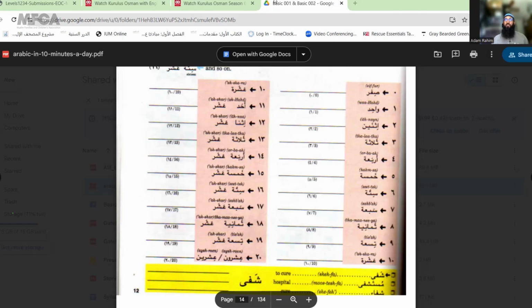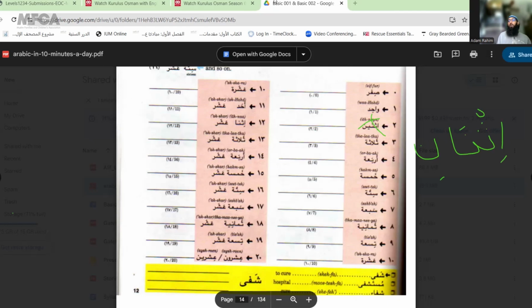واحد. The wow should have a fatha and it's stretched because it's followed by an alif. Wa. The ha has a kasra, so it's going to be e. Wahi. Wahidun, which means one. We said not ithnayni, but rather ithnani. It should be ithnani.